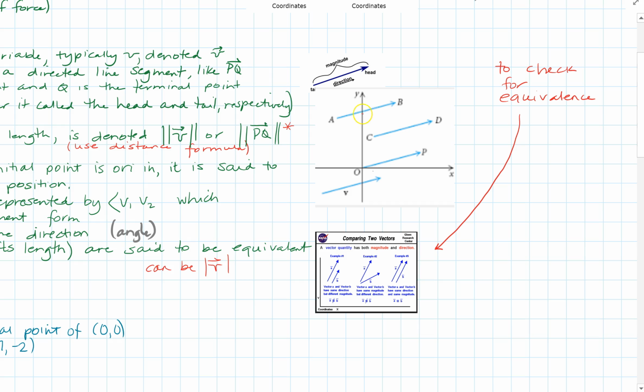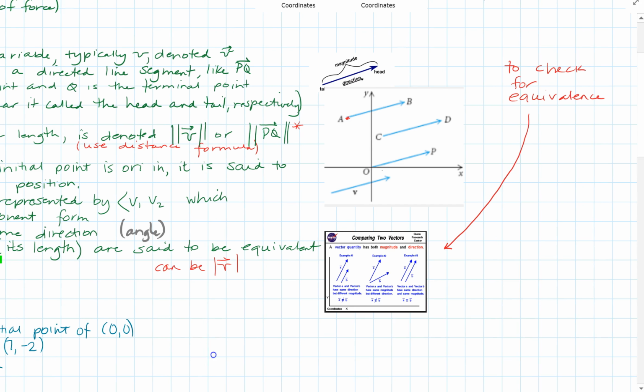Now I'm not going to try to do that on this because I can't see what the points are, the coordinates. But if they're equivalent, that means I could take AB and set it right on top of CD and it would be a perfect match, and so on and so forth. So please know that when you're comparing two vectors, they have to be the same magnitude and the same direction.